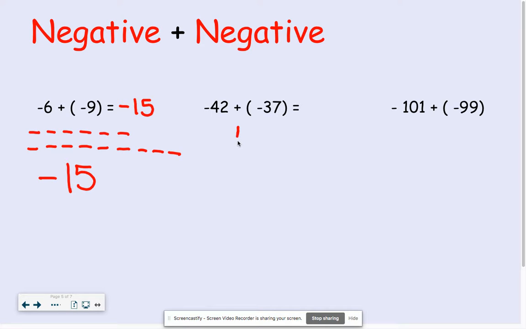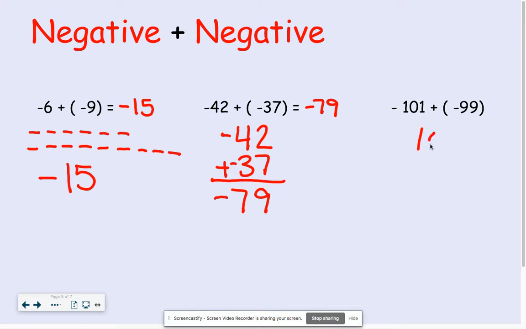So what you really can do, since they both are the same symbol, you can actually just add both these numbers together to come up with your answer. But again, because it was a negative 42 and a negative 37, we end up with a negative 79.